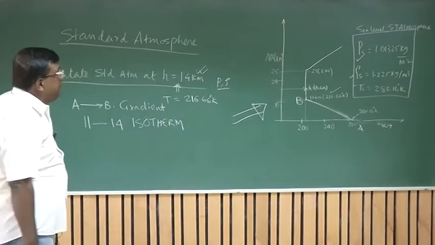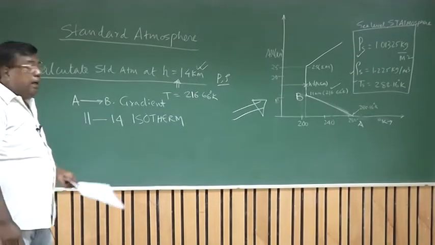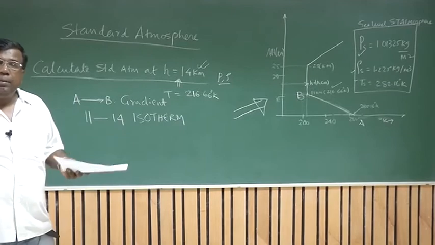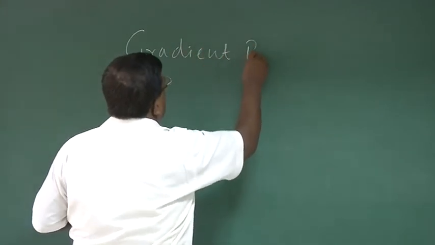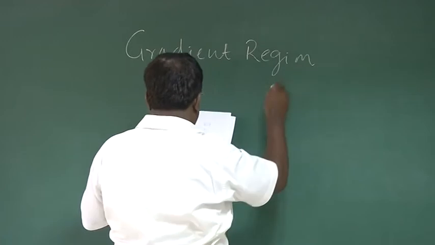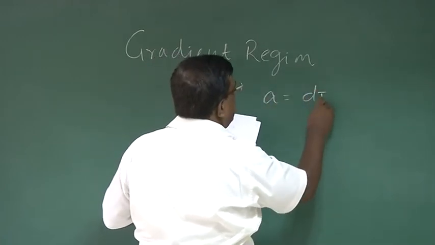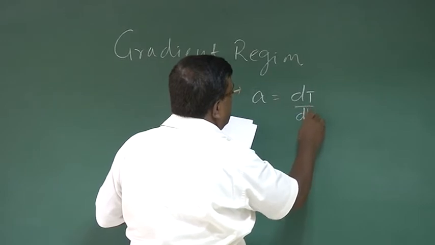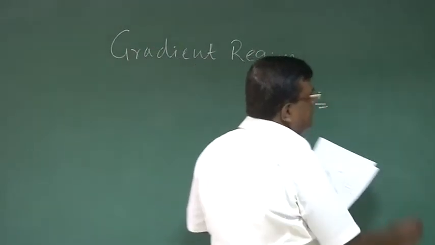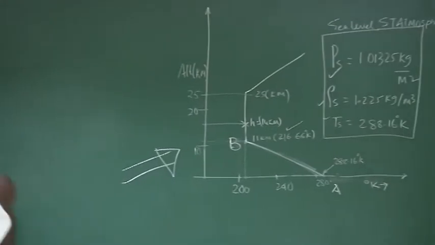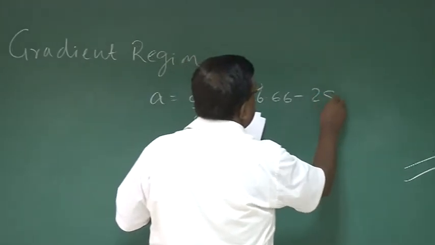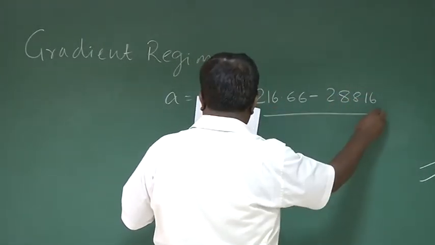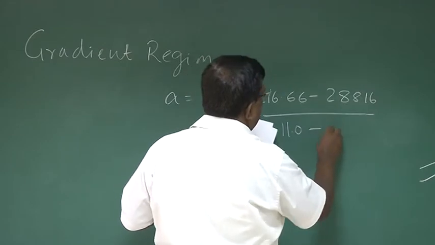We have already developed relationships for the gradient region as well as for the isotherm. We have to simply apply them. Let us do that. In the gradient region, the lapse rate, which is dT by dh, is how much? This point is 216.66, so this will be 216.66 minus 288.16 by 11.0 minus 0.